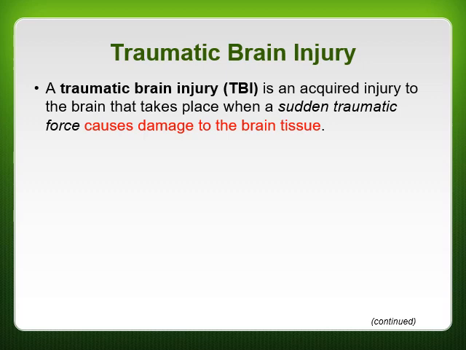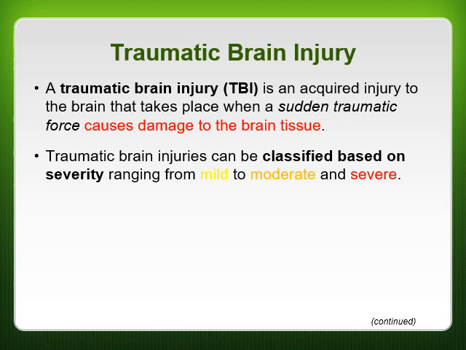TBI, traumatic brain injury. That's an acquired injury to the brain that takes place when a sudden traumatic force causes damage to the brain tissue. TBIs can be classified based on severity, ranging from mild, moderate, or severe. So that's what TBIs get classified as: mild, moderate, severe, depending on how hard you hit your head, right? You hit your head and the brain actually succumbs to an injury as a result of that impact.